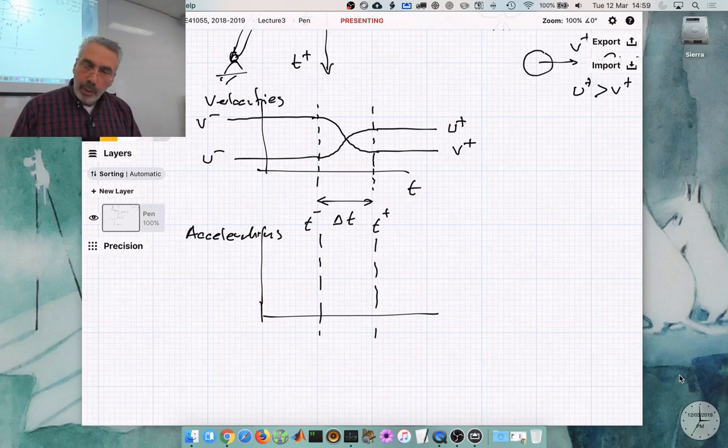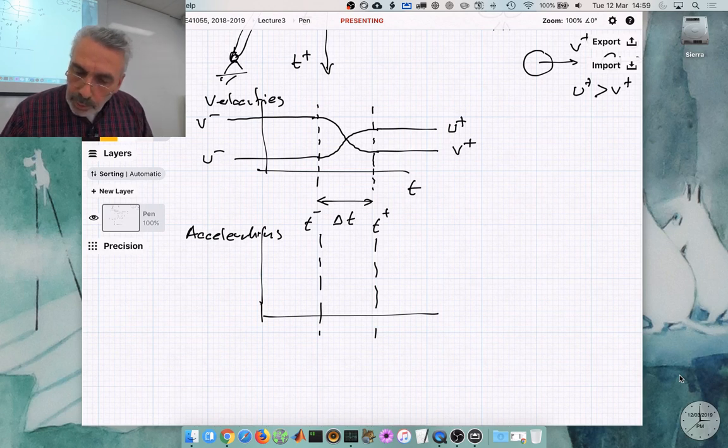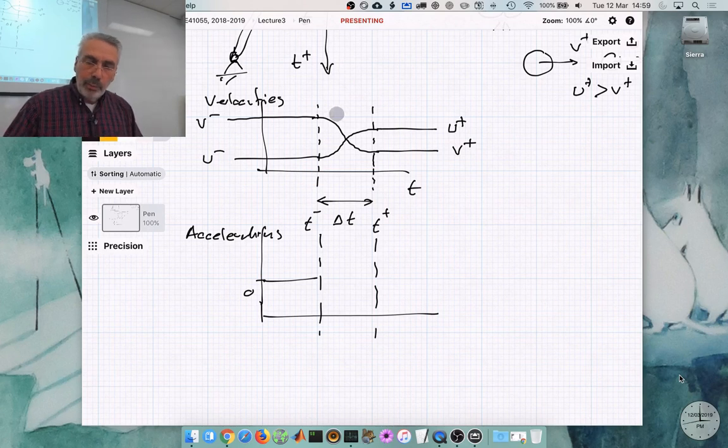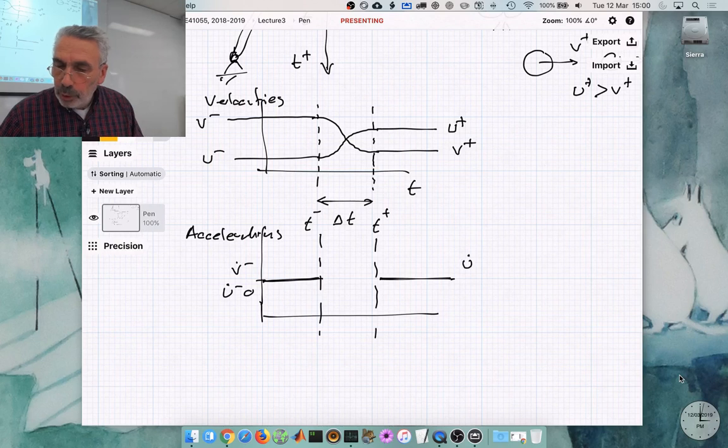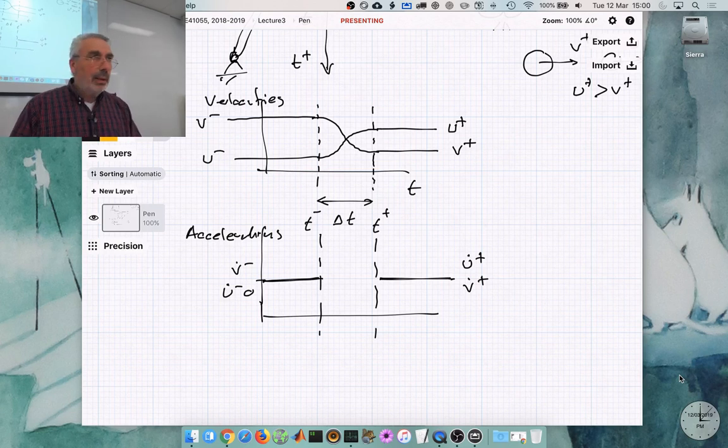Then, well, at the beginning here, this is zero, so nothing much is happening, right? I mean, the velocities are pretty constant, so the V dot minus is almost zero, and the U dot minus is also zero. Nothing is happening. And then after this, again we have zeros, right? Two zero lines. We have a U dot plus that is not really changing, and V dot plus. But in this interval, things are happening. So the only thing we have to look at is the slope. That's the derivative, by definition.